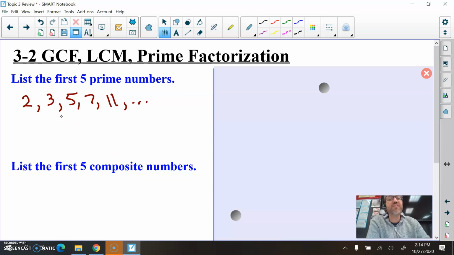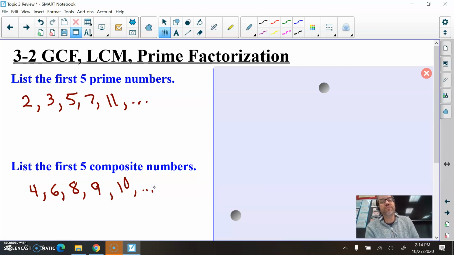So composite numbers have more than 2 factors. Our smallest composite number is 4. And actually, every even number is composite except for the number 2, of course. So we have 4, 6, 8, 9 would fit in this list, though. There's an odd number that snuck into the composite list. 10, and so on and so forth forever. Those are your lists of composite numbers, okay?